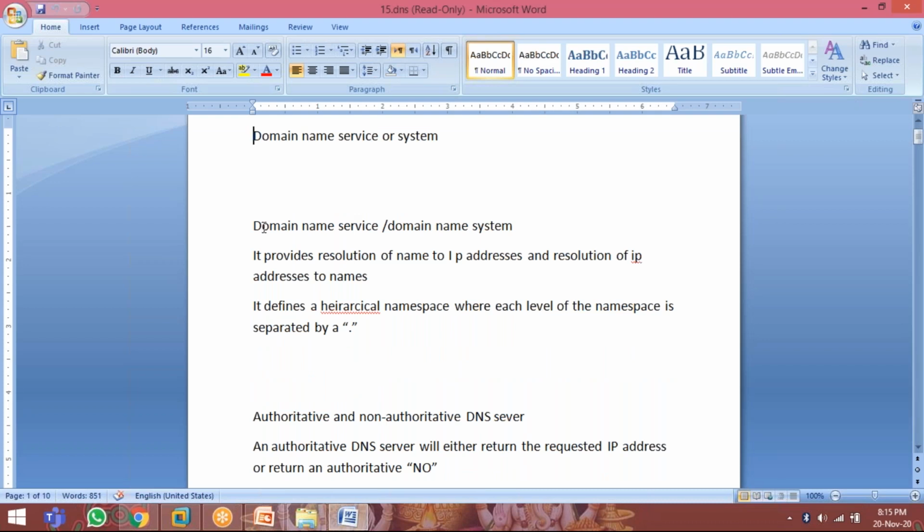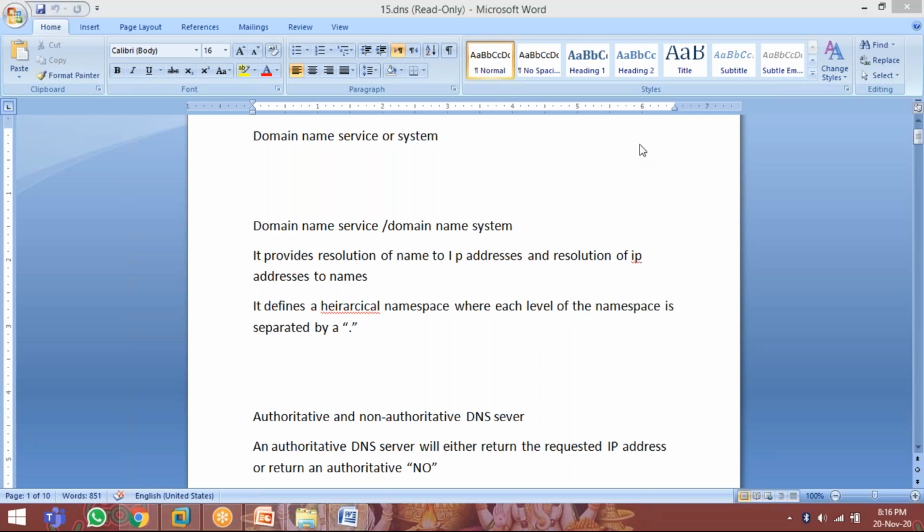So by default, each and every computer can communicate with the IP addresses, but they will not communicate with the host names. So if you take any computer, by default, every computer can communicate with the IP addresses, but they will not communicate with the host names.